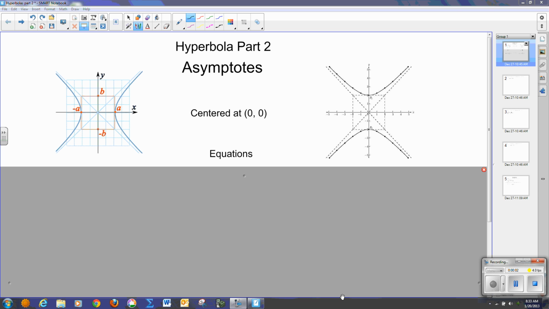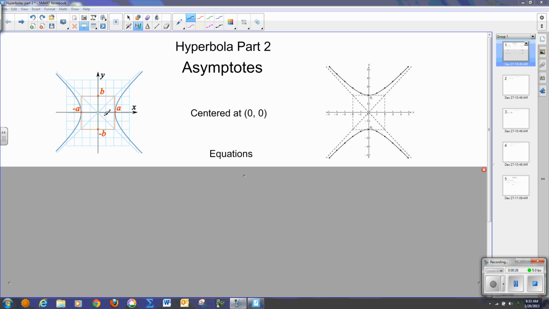So we're back talking about hyperbolas again, specifically today asymptotes. You can see that I have both types of hyperbolas drawn, one with a horizontal opening and one with a vertical opening. We notice that if we're going to find the asymptotes of these hyperbolas, we're looking for basically a slope-intercept equation of a line that this hyperbola approaches.